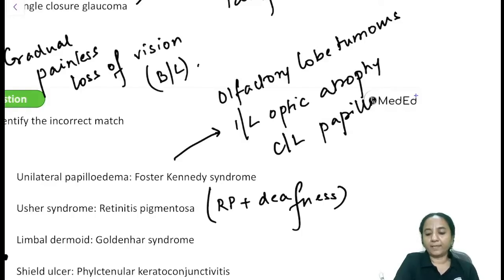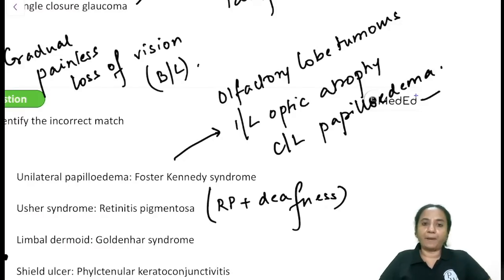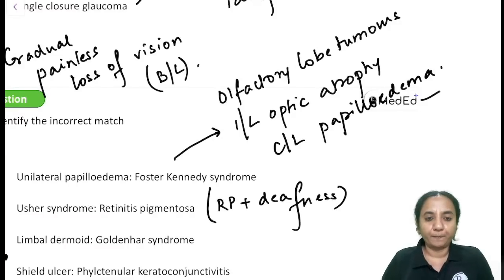It's a unique syndrome because papilledema by definition is bilateral. So ipsilateral optic atrophy and contralateral papilledema. This is Foster-Kennedy's.